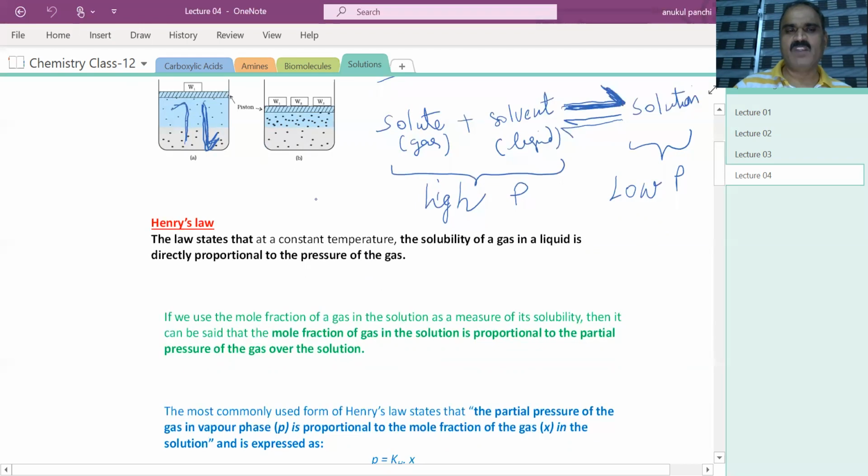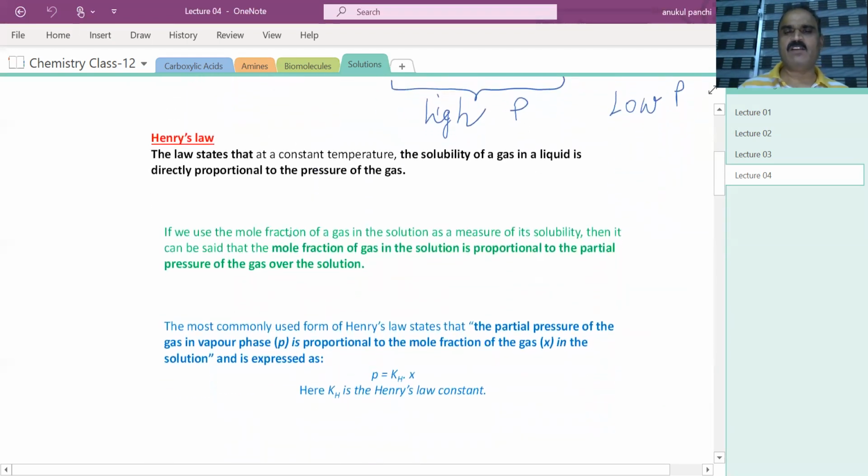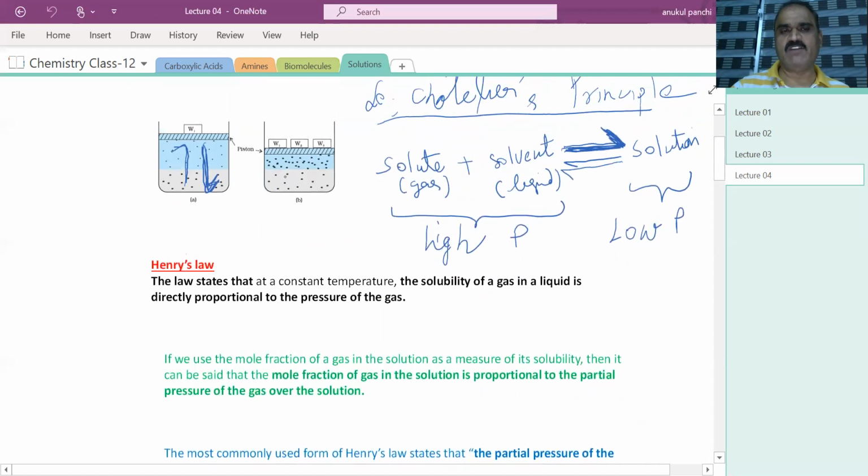That's it. If we use the mole fraction of gas in the solution as a measure of solubility. Now, what is the measure of solubility? When a solution is formed, the solution has two components. One component is water, the other component is gas. In this binary solution, there will be a mole fraction of water and a mole fraction of gas. If the mole fraction of gas is higher, its solubility is more. If lesser, solubility is less. It means the mole fraction of gas in this solution can be taken as a measure of solubility.